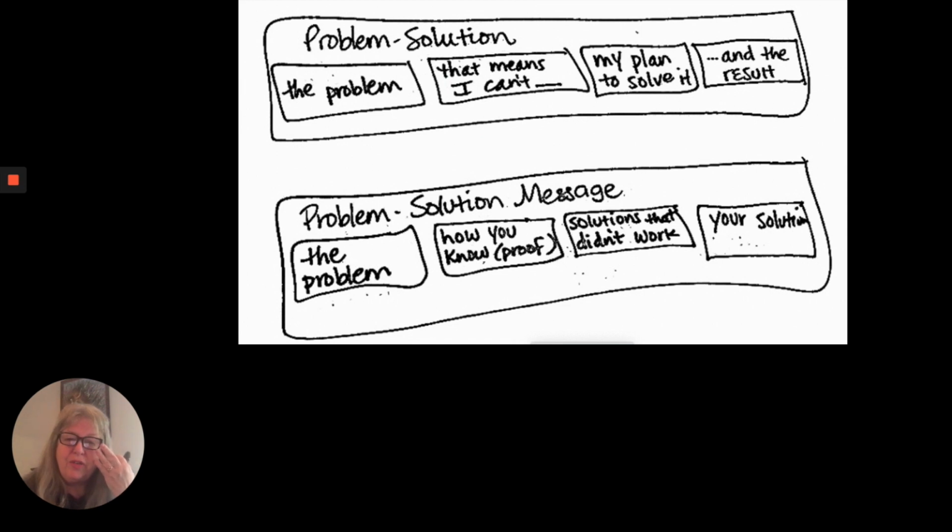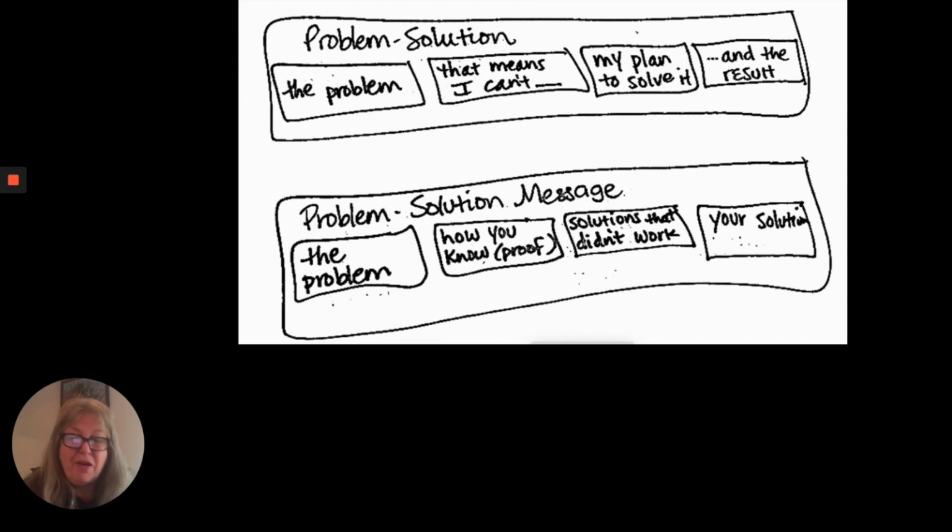Here are two structures that are useful for solving problems. Take a look at them. The first one: the problem, that means I can't. Here's my plan to solve it, and here's the result. That could work for many situations. Here's another one. Here's the problem. Here's how I know there's a problem, some proof. Here's some solutions that didn't work before, and here's my solution.